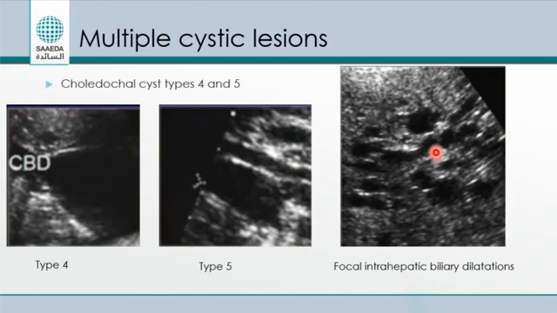If you look carefully, you'll see they are just a bunch of dilated connected bile ducts. They are not separate cysts. But it's not always easy to distinguish between them.